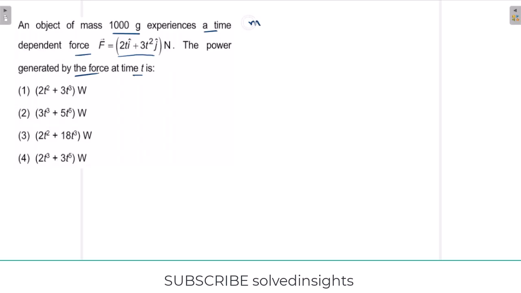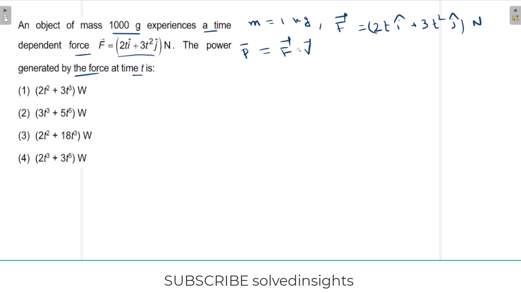So mass of the body is 1 kg and the applied force depends on time t, such that F is equal to 2t i cap plus 3t square j cap Newton. So this is the applied force. We have to find the power. Now we know the power P is equal to F dot V. Power is a scalar, that is P is equal to F dot V.